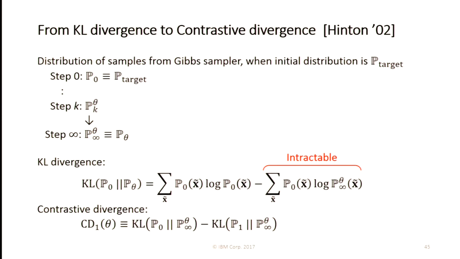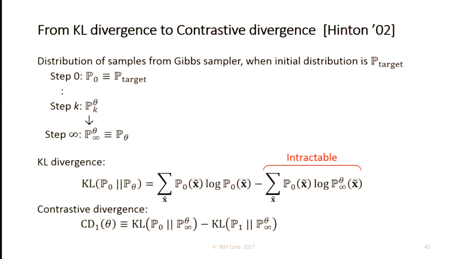So KL divergence has this expression, and this second term is intractable even with Gibbs sampling, because p theta infinity appears in this expression. So we need to run Gibbs sampling infinitely long to get an accurate estimate of this second term. So you want to remove this second term.